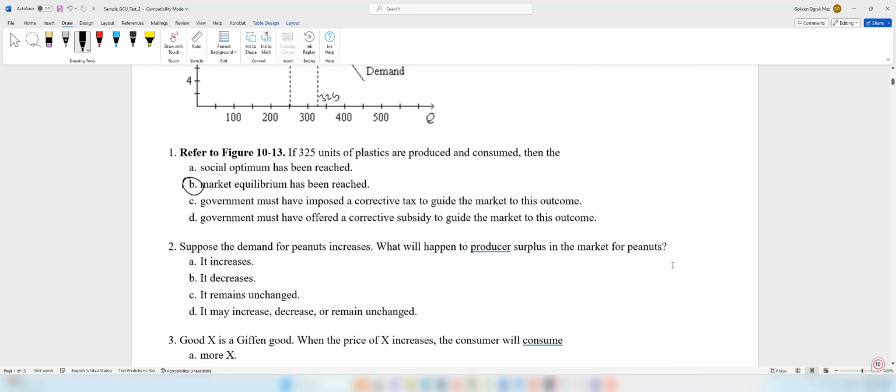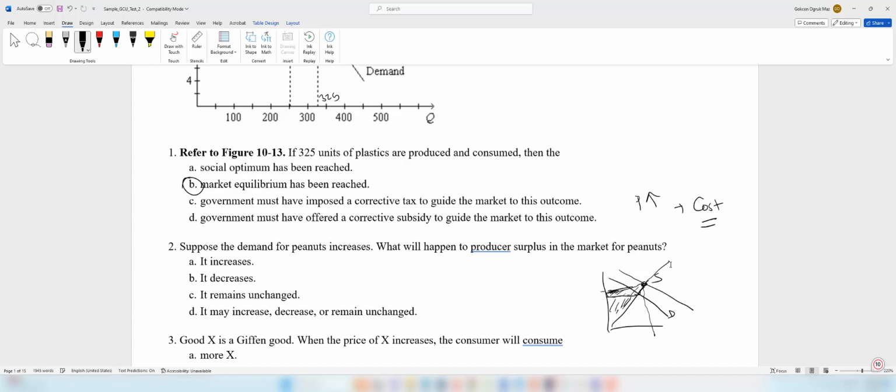Question 2. Suppose the demand for peanuts increases. What will happen to the producer surplus in the market? If the price increases, assuming that the cost doesn't change for each producer, just think about it this way. This is the supply curve, this is the demand curve, and now we are here. This is the producer surplus, but because of the increase in demand, we are now here, at a higher demand curve, and the price increases. Look what happens. The producer surplus increases by this new area.